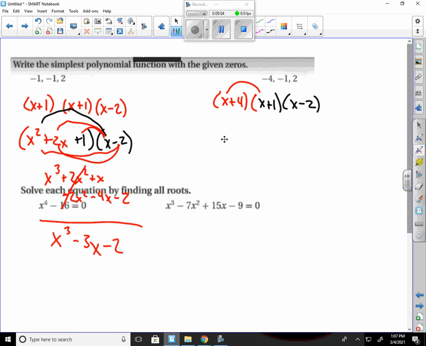Just multiply it out, x times x, that's x squared. Outer is x times 1, which is 1x. Inner is 4x. 1x plus 4x is 5x. 4 times 1 is 4. And you're multiplying that by x minus 2.